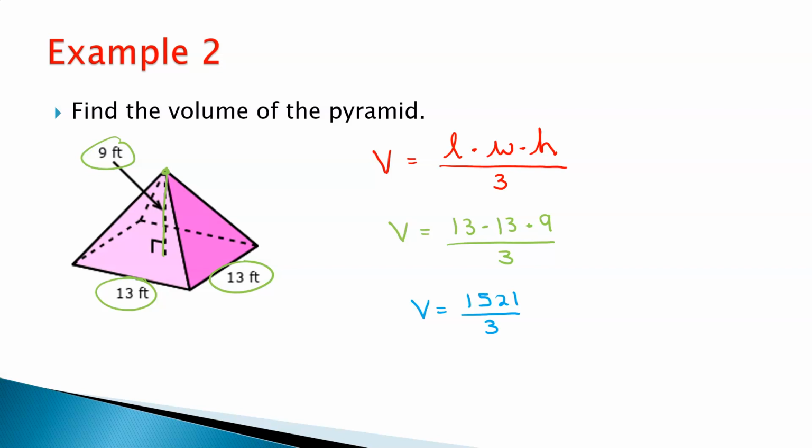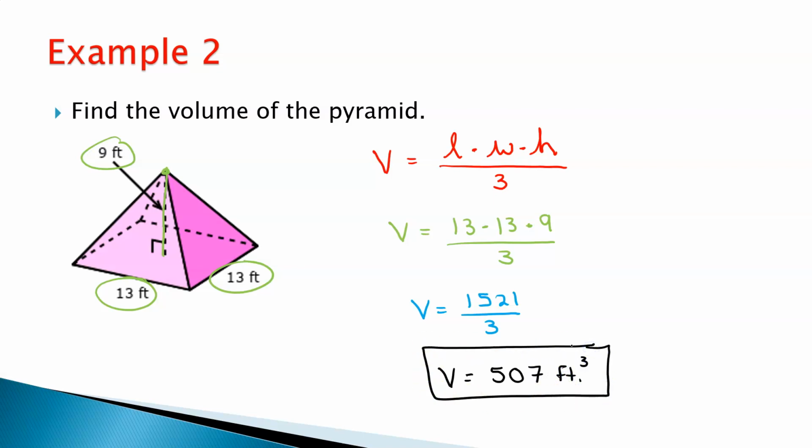But when I divide that by 3, whoops, let me do that one more time. 1,521. When I divide that by 3, I get a total volume here of 507. What were our units? Feet. So I'm going to say feet cubed, or feet to the third power. Okay, that is the volume of this pyramid.